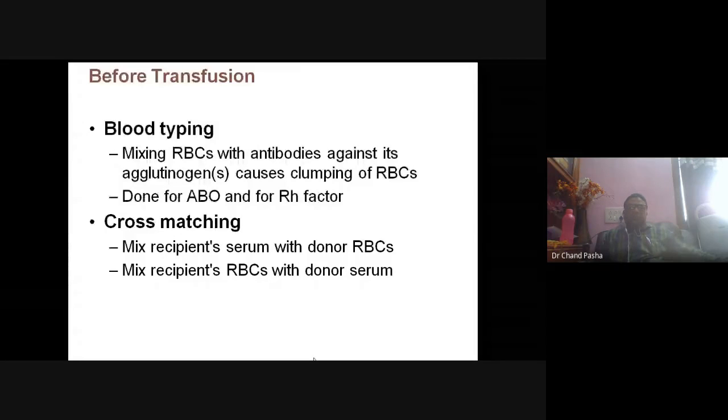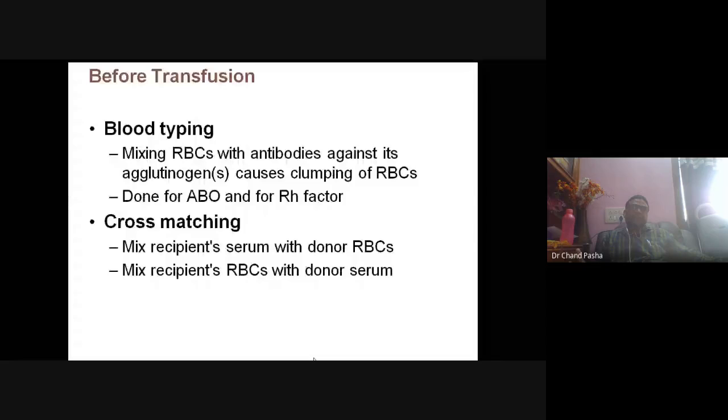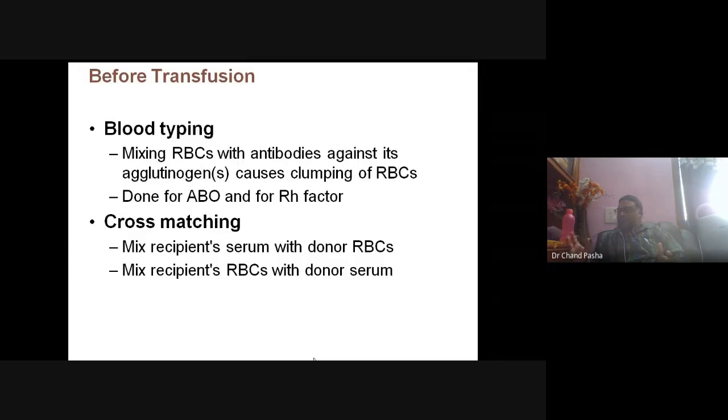Here what we'll do, we'll take a little amount of blood from the donor and recipient, and by adding a little anticoagulant, we'll separate plasma and cells. RBC cells will be separated, and we'll wash these RBC cells. Both cells will be washed. So you are separating the antibodies separately, and you are separating the cells separately. Okay, plasma separate and washed cells separate.